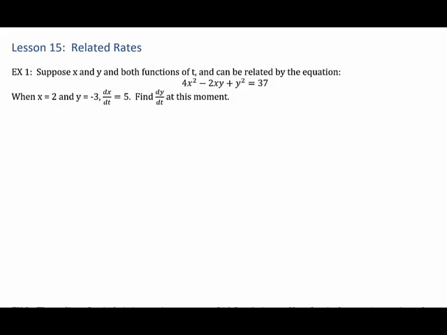In this lesson, we're going to be solving problems that involve related rates of change, and this is basically an application of the implicit differentiation that we learned last time. So let's just start with an example. In this problem, we're given an equation that relates x and y. And this part is important. They're telling us x and y are both functions of t.